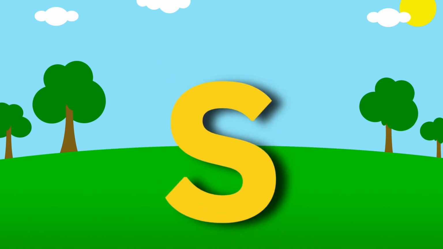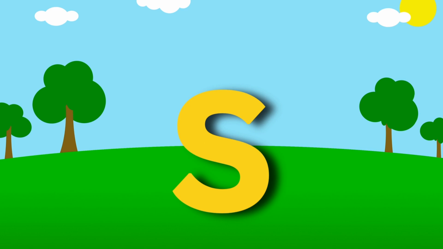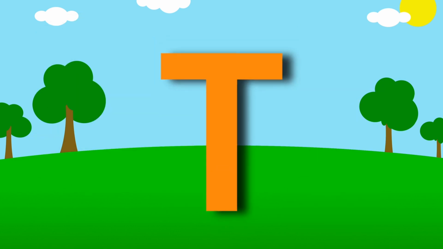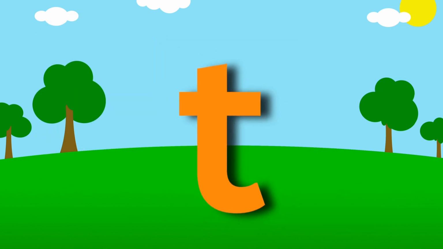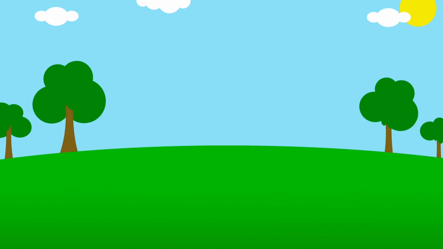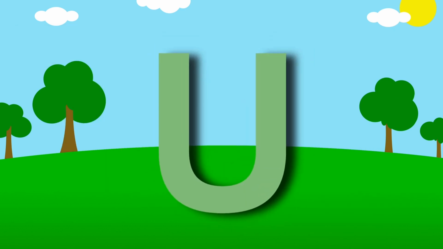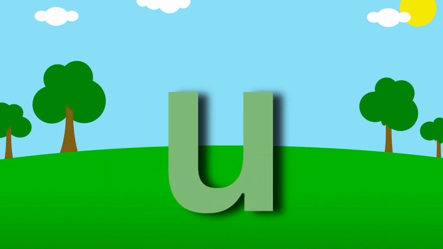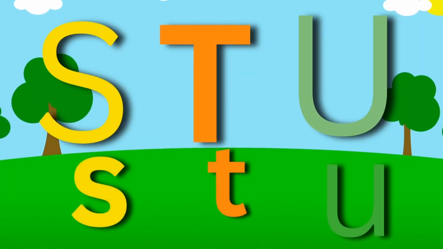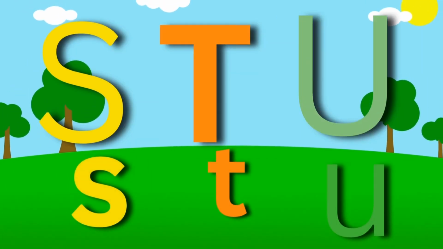S. S is for sun. T. T is for tiger. U. U is for umbrella. S, T, U.